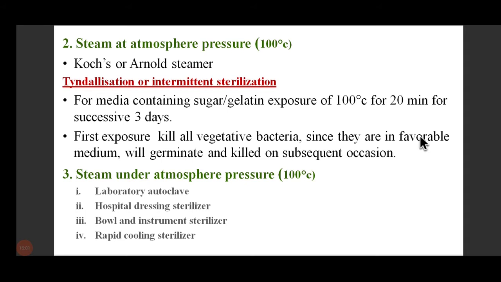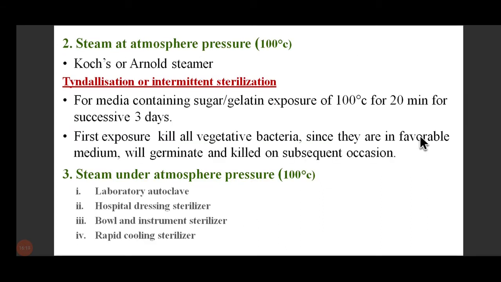Then we have a process called tyndallization, or intermittent sterilization, in which media containing sugar or gelatin is exposed to 100 degrees Celsius for 20 minutes for 3 days. Again, the same principle applies: we heat on consecutive days to destroy the spores which are formed.